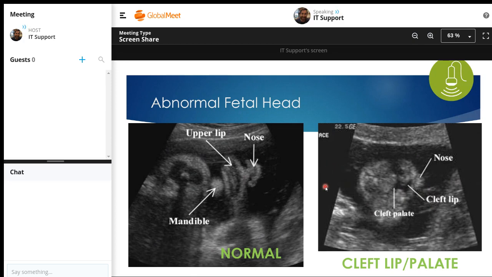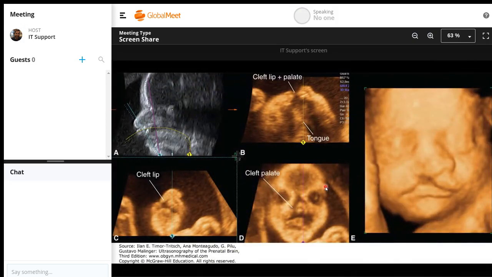Coronal and transverse views of the face are good to see this defect: coronal mostly for the lip and transverse for the palate. Here we have a series of 3D images showing a cleft lip and palate. This is our acquisition image, the image that we get the 3D information from. We have our cleft lip and palate right here. This is the baby's tongue, cleft lip, cleft palate.